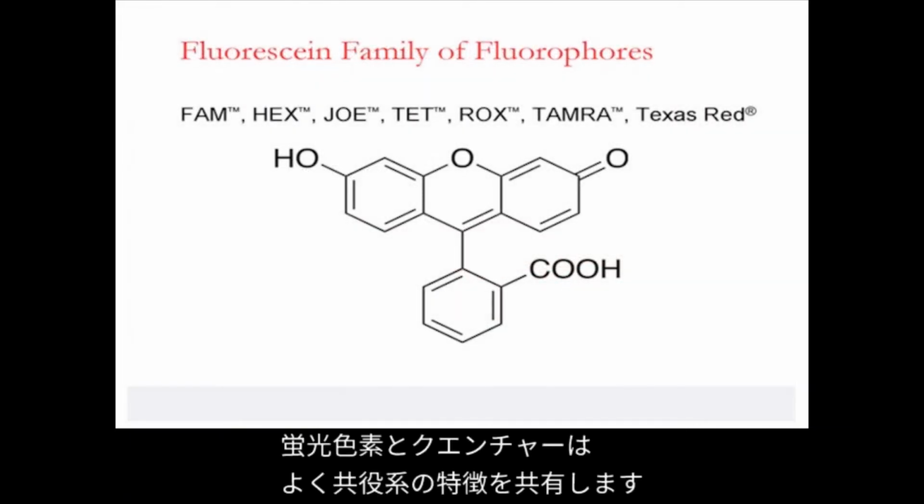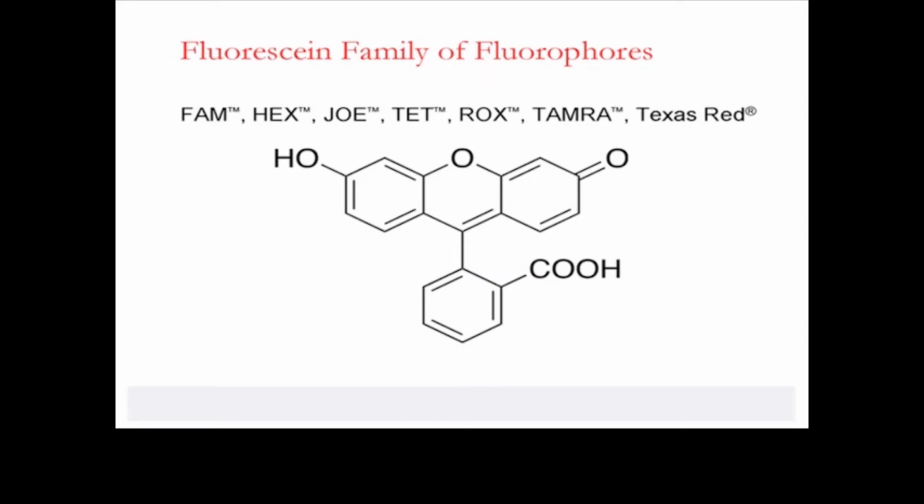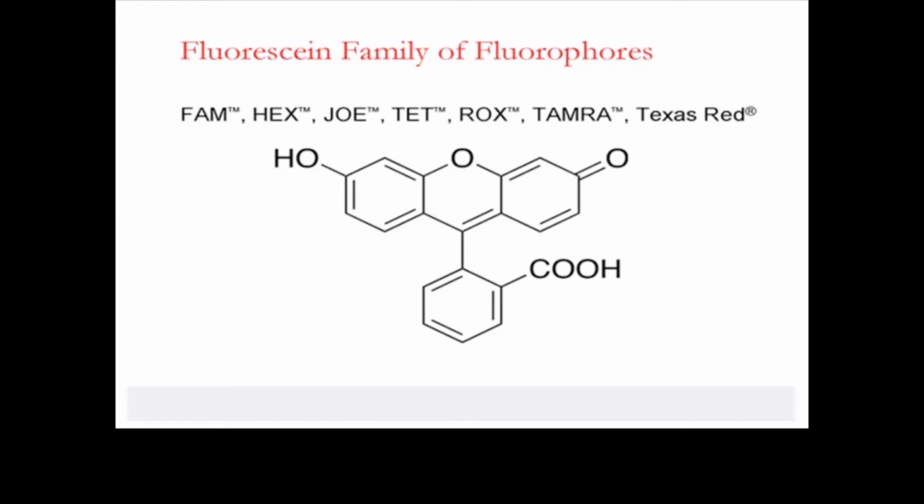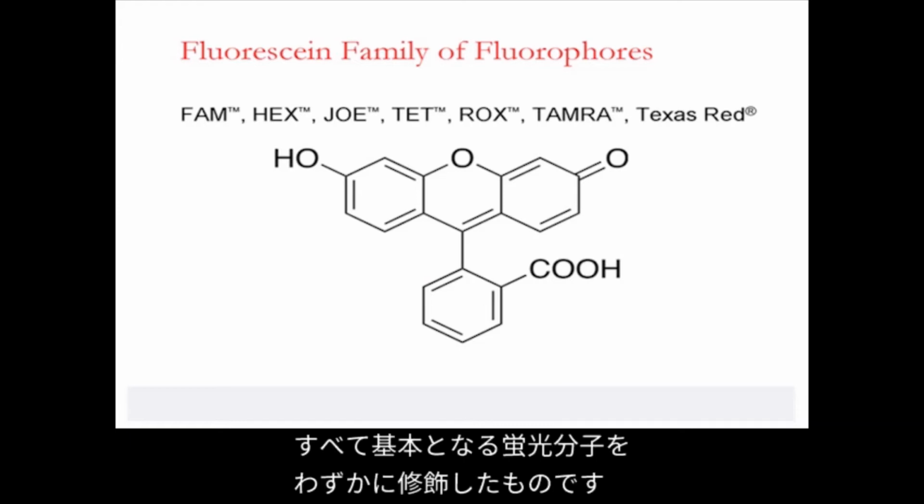Fluorophore dyes and quencher molecules often share features of conjugated systems. Fluorescein is a fluorescent moiety that forms the basis for one of the most popular families of fluorophores. This family includes FAM, HEX, JOE, TET, ROX, TAMRA, and Texas Red, all of which are slight modifications of the underlying fluorescein molecule.